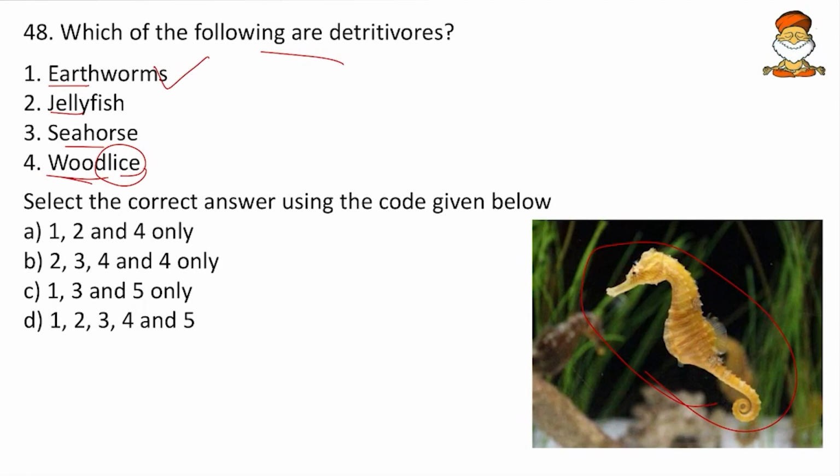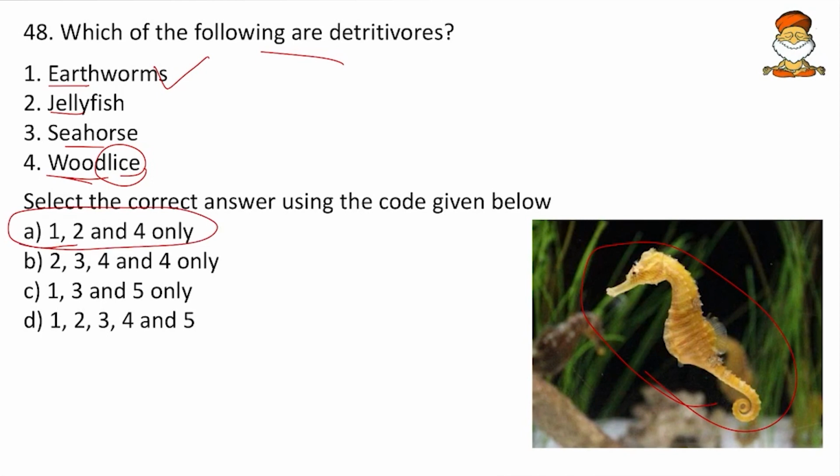Friends, if you have seen a seahorse, it will always survive in fresh water. You cannot see a seahorse in dirty water. So that means the seahorse most probably will not eat the dead and decayed particles. It will eat only the living organisms. If you have such a crude thought process, that is more than sufficient. So we can go ahead with 1, 2 and 4 as the answer.